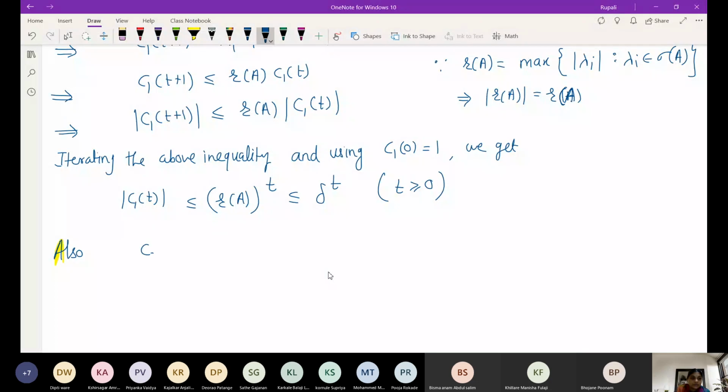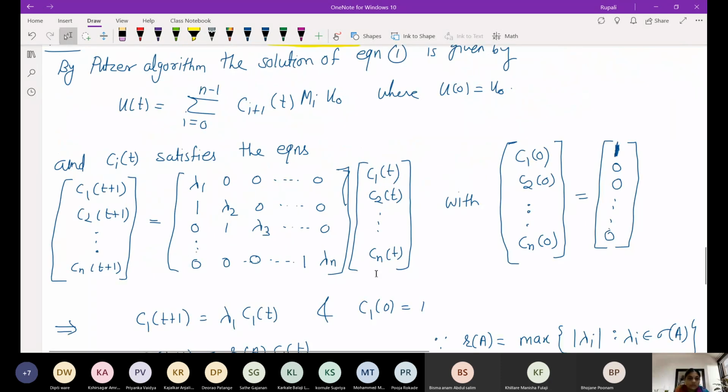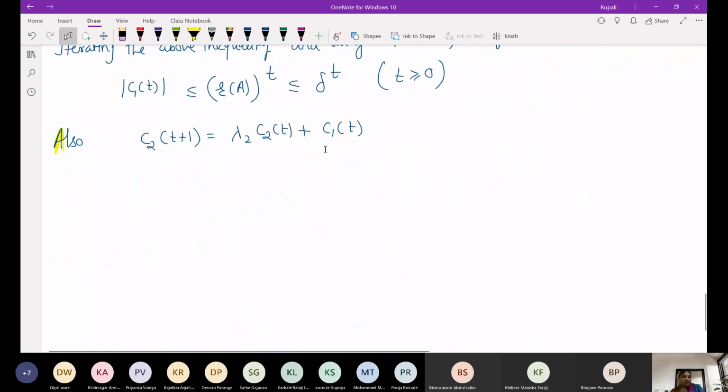Also, what is C2 at t plus 1? It is lambda 2 C2t plus C1t, no? Lambda 2 C1t plus lambda 2 C2t. Okay. Lambda 2 plus C1t. Okay.